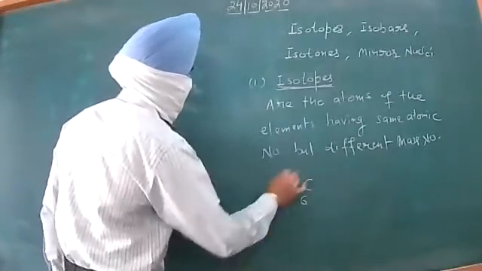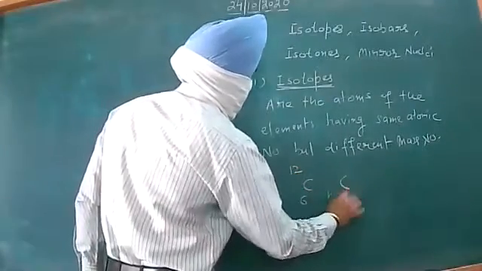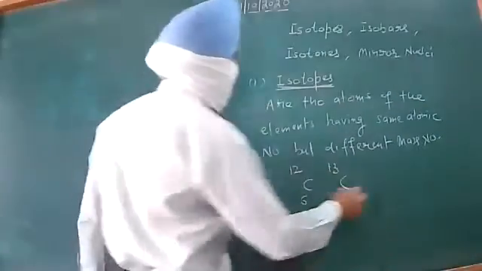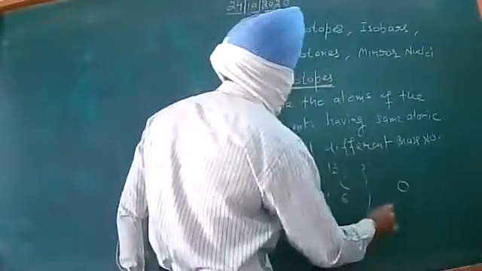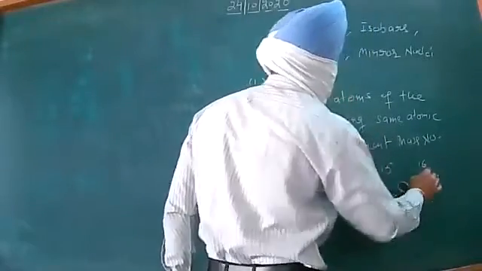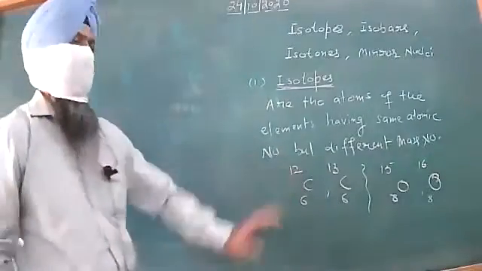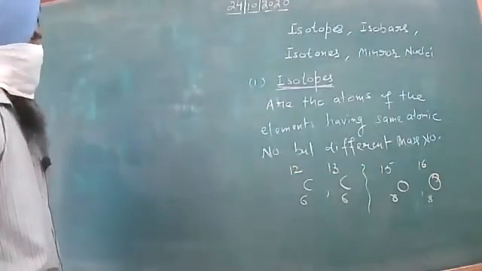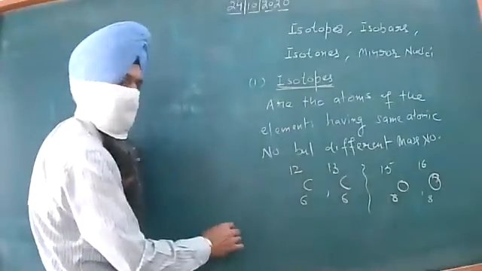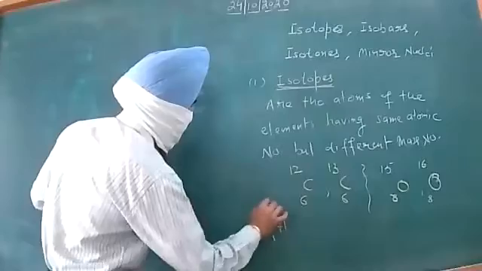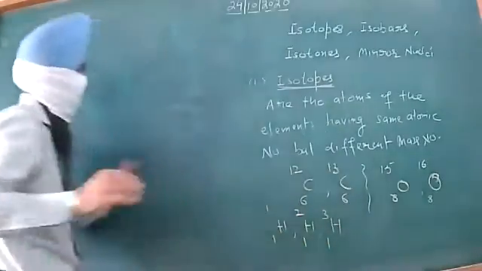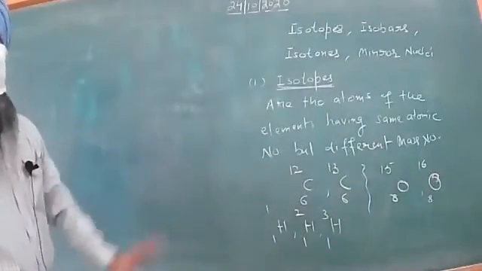carbon 6, 12 and 6, 13. These are the possible examples. We can also have oxygen 8, 15, oxygen 8, 16 and 17 even also. These are the different isotopes. Another basic example is 1H1 proton, 1H2 deuteron, 1H3 triton. These may also serve the same purpose.